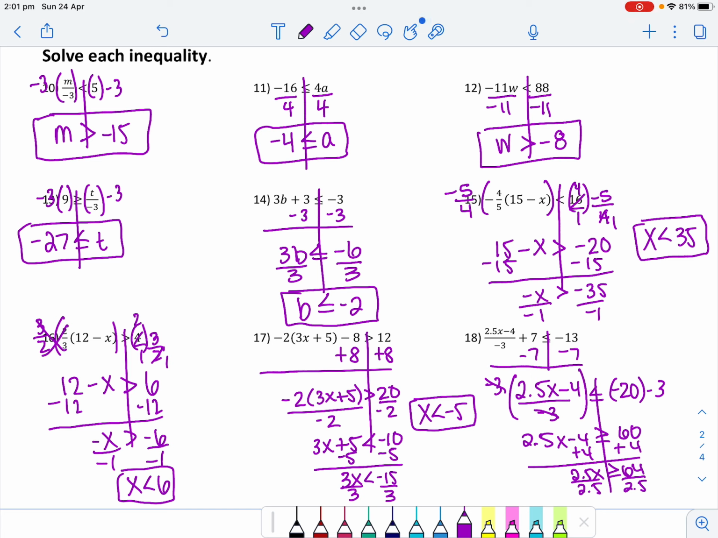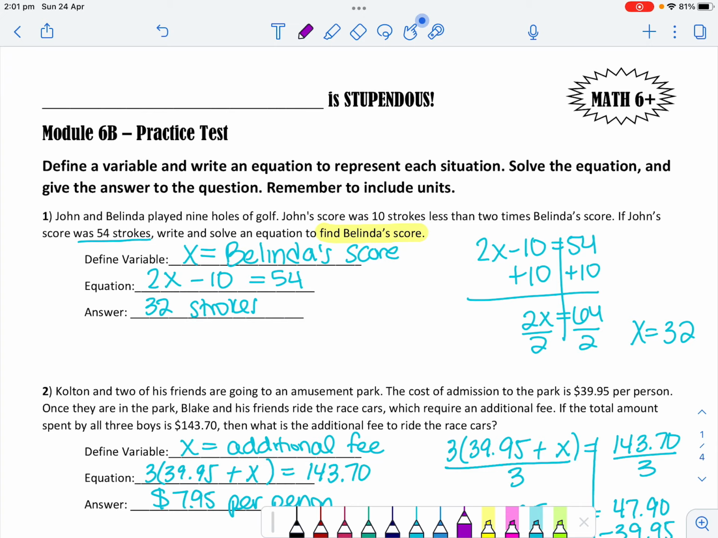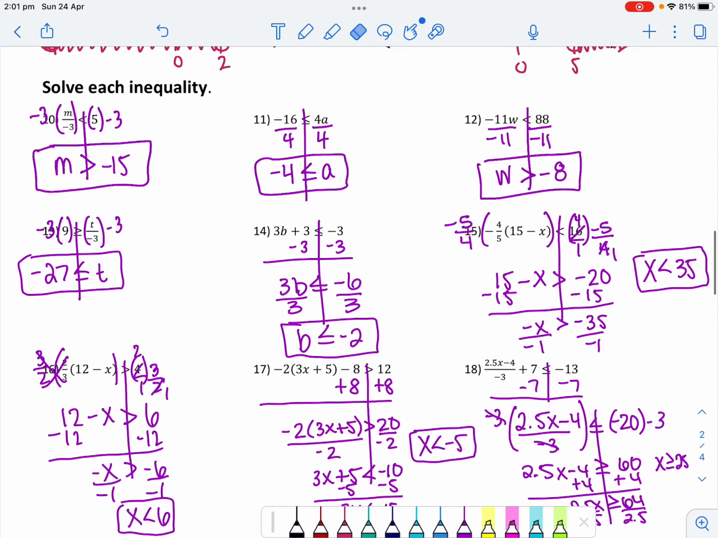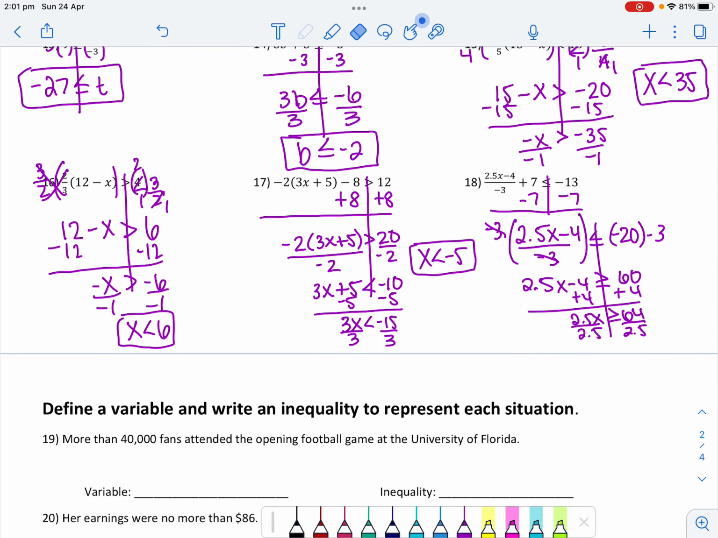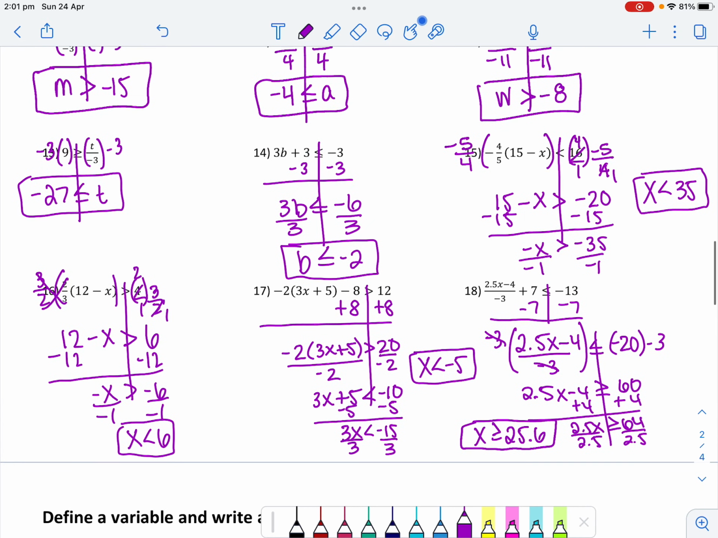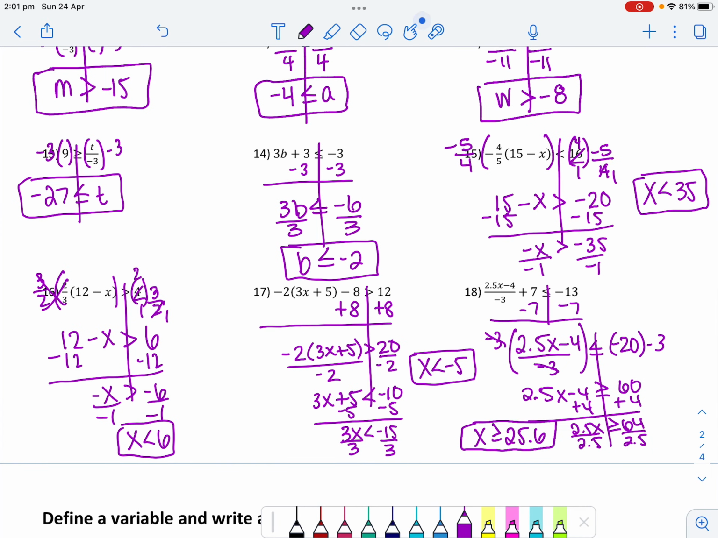And I got 25.6. Let me squeeze that in here really quick. We'll put it right here. X is greater than or equal to 25.6. Okay, and that one's okay to be a decimal because you are dividing by a decimal, so it's probably not going to come out great. Okay, so again, the only special rule for solving is if you multiply or divide by a negative, make sure you flip that inequality.